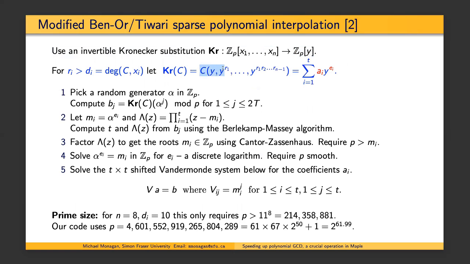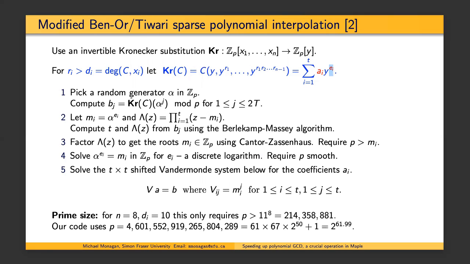Here is the Kronecker substitution. We replace the first variable by y, a new variable, the second by a power of y, the third by a larger power of y, etc. How big do the powers need to be? In order to invert this mapping, we need that the Ri are bigger than the degrees, the Di. This gives us a univariate polynomial whose coefficients are Ai and exponents are Ei, say. And this is what we're trying to interpolate. We're trying to find the coefficients as before, but now it's a polynomial in one variable and we're trying to find those exponents. They can be larger, of course.